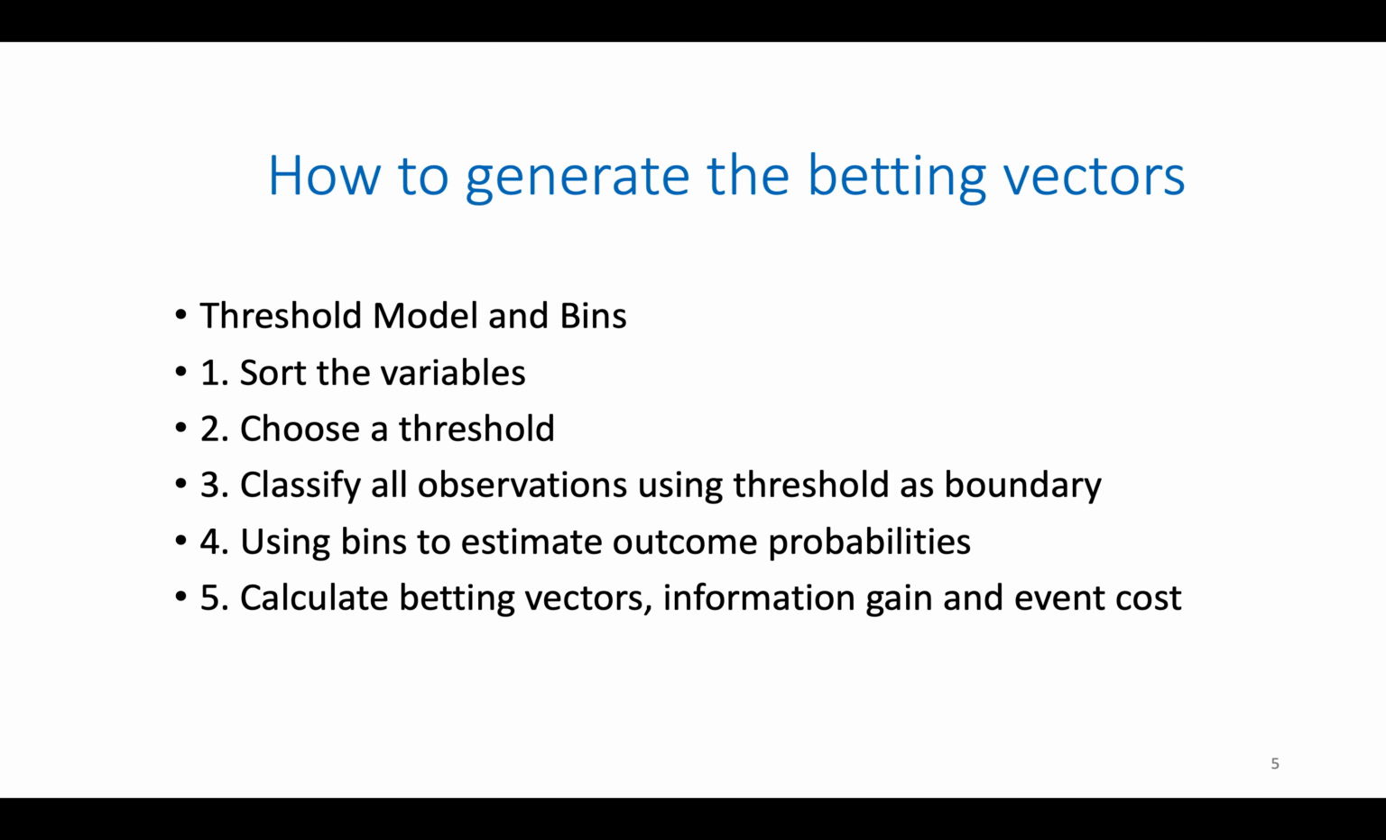As to how I generate the betting vectors, I use the threshold model and the bins model. First, I sort all the GPAs, and then I choose a threshold. Using the threshold, I classify all of the observations using the threshold as the boundary. Then I use the bins model to estimate the probabilities of the confusion matrix. And then I calculated the betting vectors. I got the information gain and the event cost. I use the Excel solver to maximize the information gain and minimize the event cost.